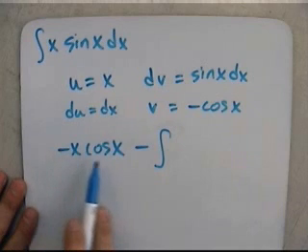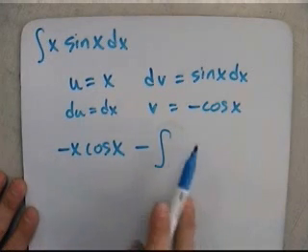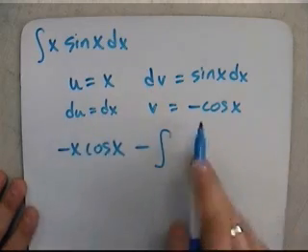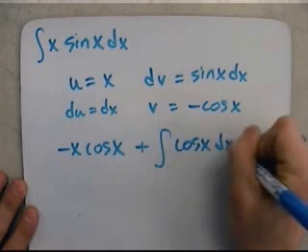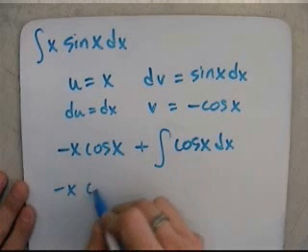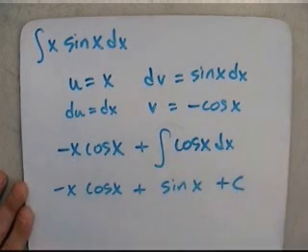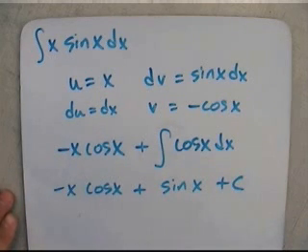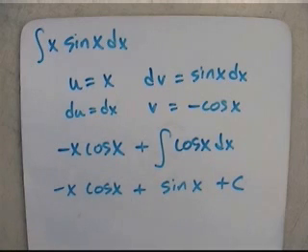Okay, so we've got negative x cosine of x. Take away the integral of v du, these two guys right here. So there's another negative sign right there, I'm going to make this a plus. Cosine of x dx. And integrate. So negative x cosine of x, and then plus the sine of x, plus your constant. Good. Once you get the u's and v's, it's just plug it into that integration formula and figure it out. Okay, all right.